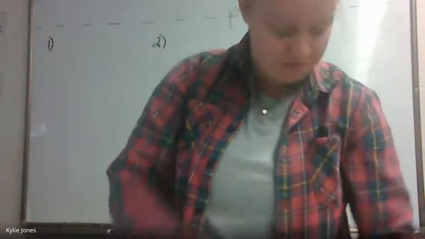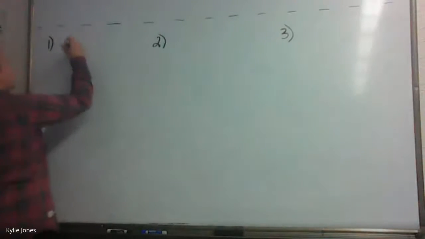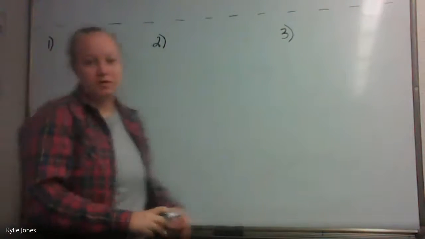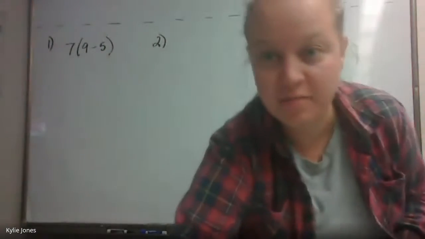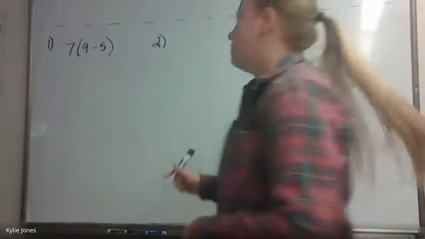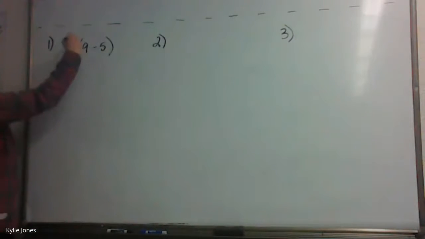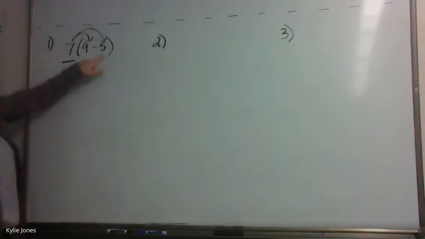We were doing the distributive property. 7 times 9 minus 5. Can you guys see the full board? Numbers 1, 2, and 3 behind me? Yes. Good. All right, cool. So we're taking the number 7 and multiplying it to the 9 and the 5. Don't forget that second number.